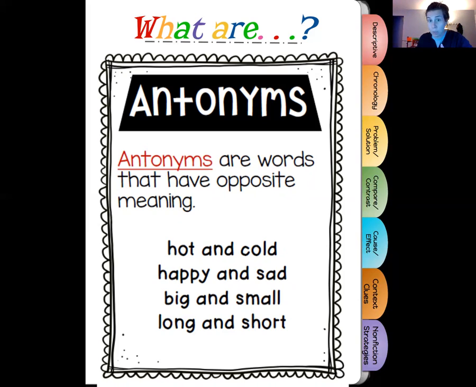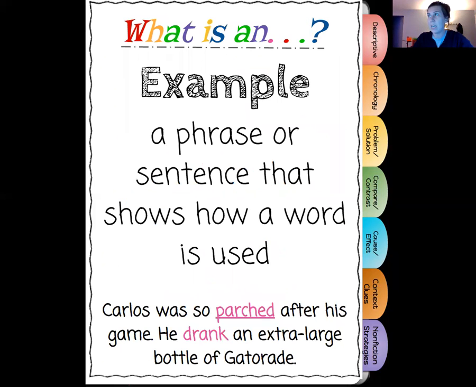And then that would help you understand maybe, well, I didn't know what hot meant, but I know that the sun is not the same as snow, so maybe that could help me understand the meaning. And the last thing that we could think about is maybe an example. Sometimes the authors give you an example to help you understand what that new word could mean. And an example is a phrase or a sentence that shows how a word is used.